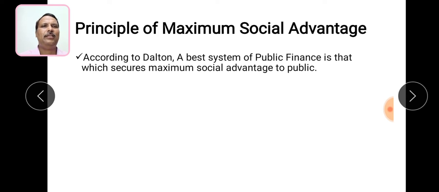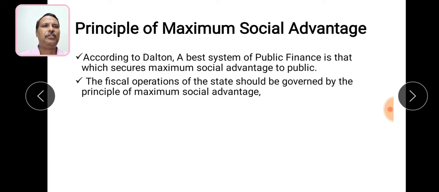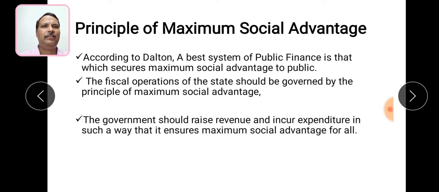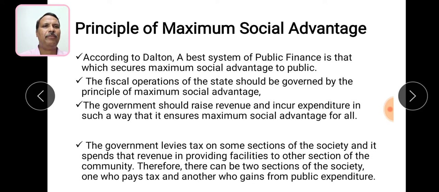According to Dalton, the best system of public finance is that which secures maximum social advantage to the public. The fiscal operations of the state should be governed by the principle of maximum social advantage. The government should raise revenue and incur expenditure in such a way that it ensures maximum social advantage for all.